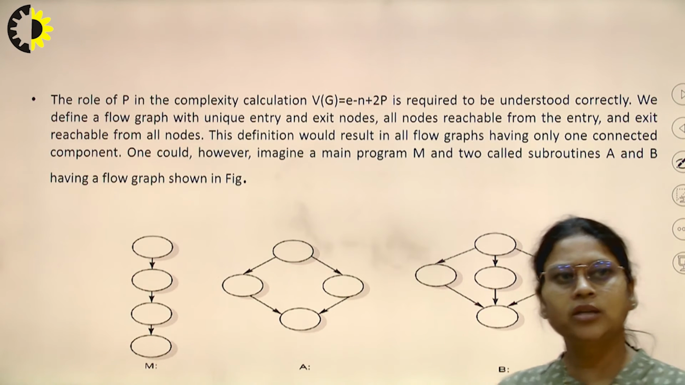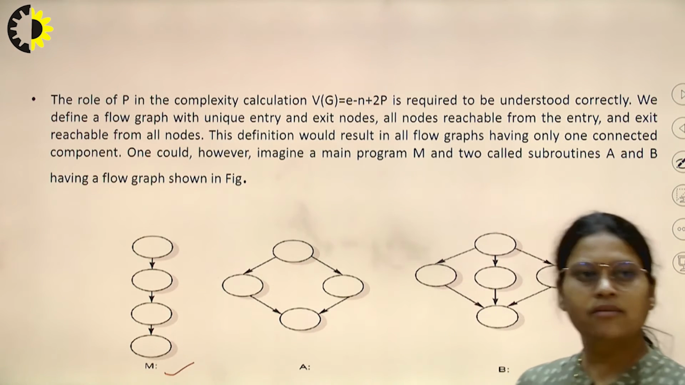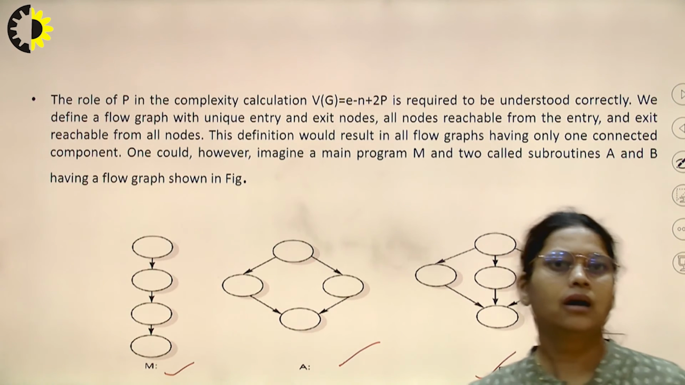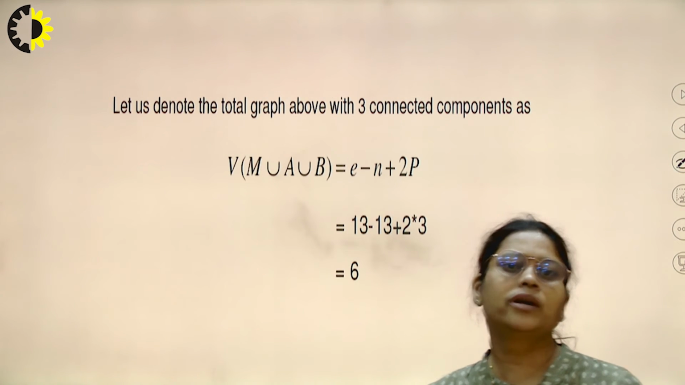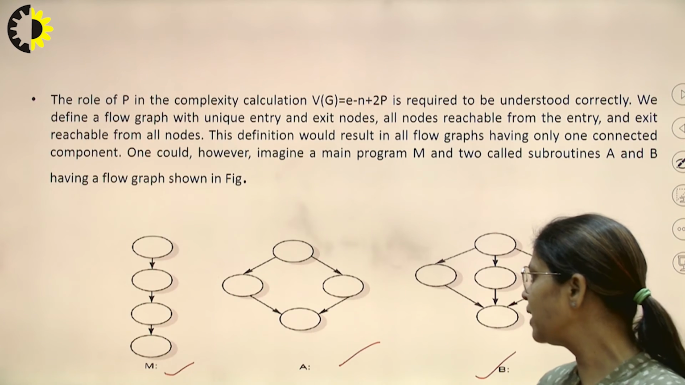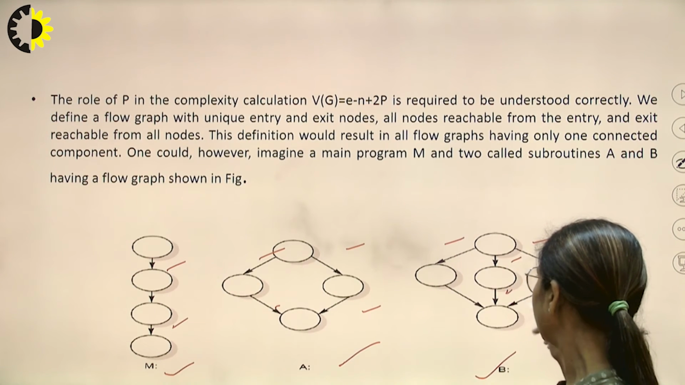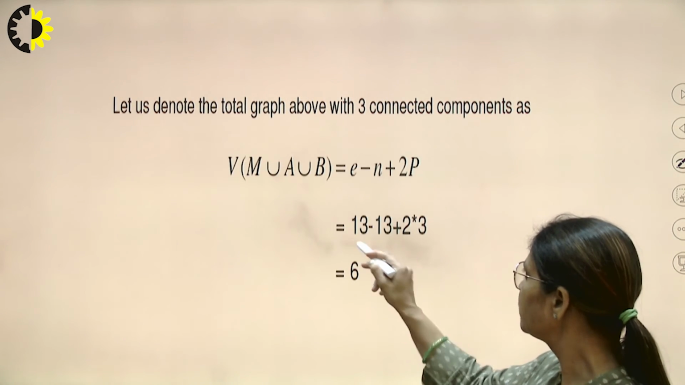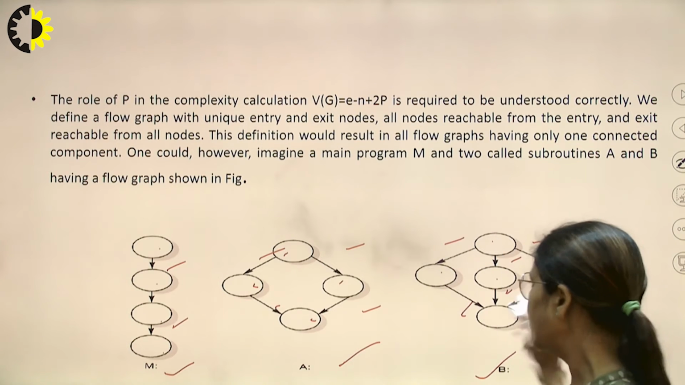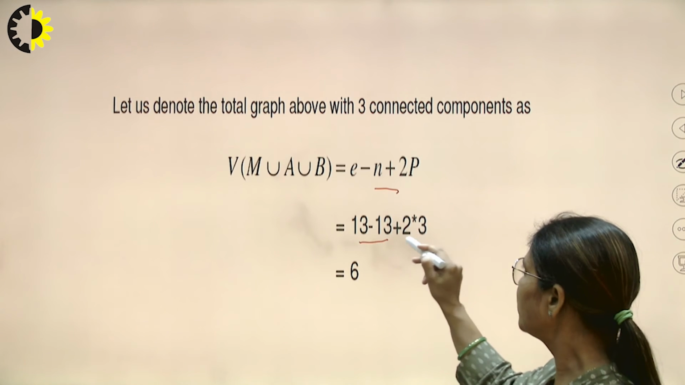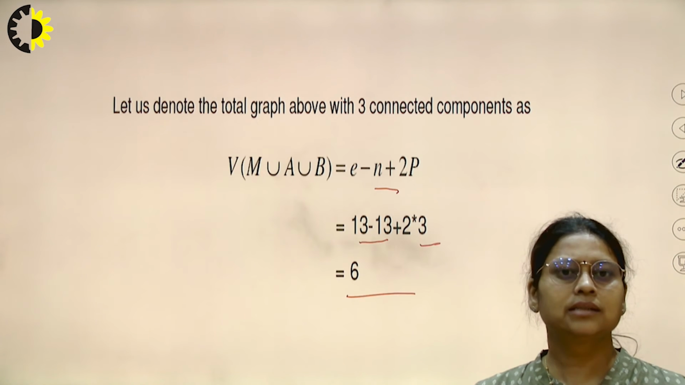One could imagine a main program and two called subroutines A and B. Suppose we have one main program and two subordinates A and B of the main program. So here the value of connected component is 3. In this case, the total number of edges is 1, 2, 3, 4, 5, 6, 7, 8, 9, 10, 11, 12, 13. Total edges 13. Number of nodes is 13, plus 2 into 3. So the complexity of this program is 6.